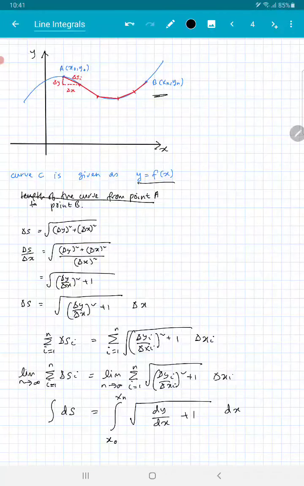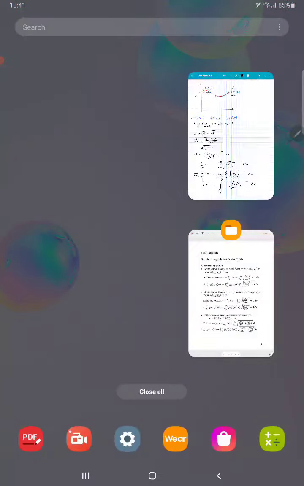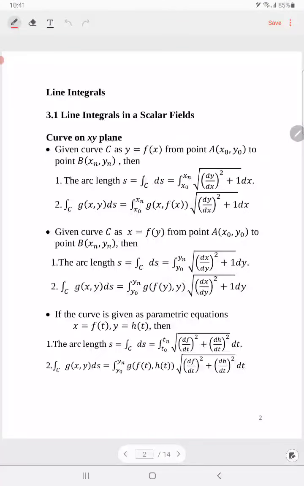Okay, so length of the curve is represented by ds, but here ds, if your curve is given as y as a function of x, it's equal to the square root of (dy/dx) squared plus 1, dx. Sorry, that should be squared. Okay, now back to our notes. So this is the arc length, s, which is equal to the integration of ds, and here we have our integrand where I explained just now what ds is.